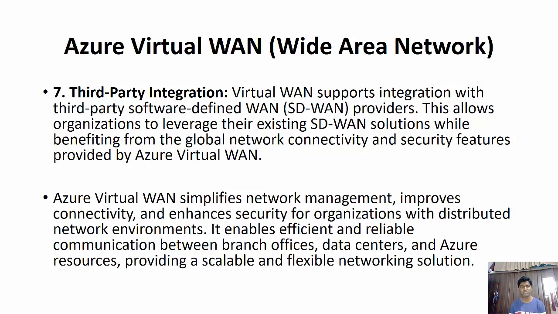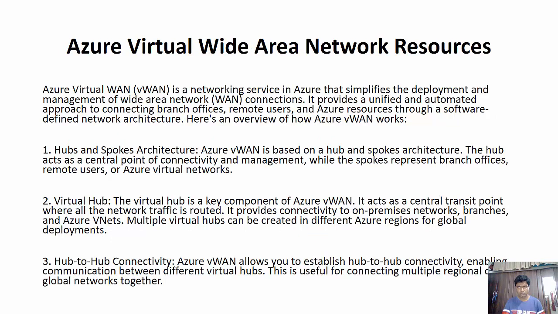It enables efficient and reliable communication between the branch offices, data centers, and Azure resources, providing a scalable and flexible network solution. Now let's look at the Azure Virtual Wide Area Network resources. These are some of the resources which are involved in the Azure vWAN feature or capability.